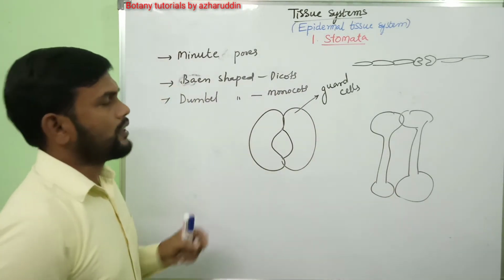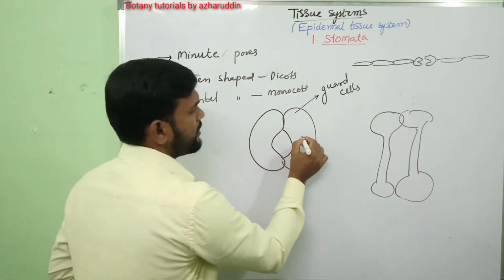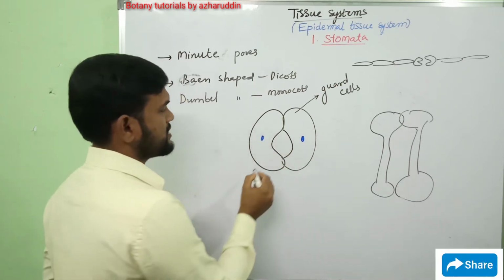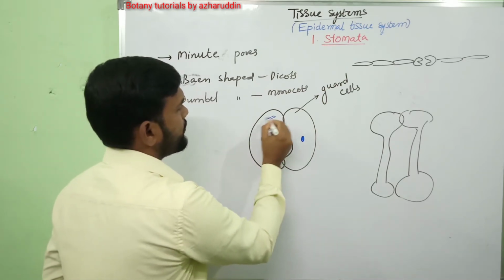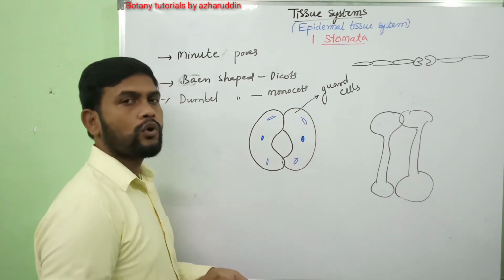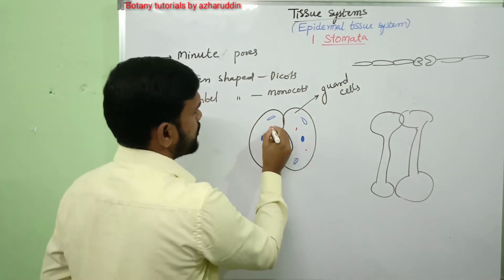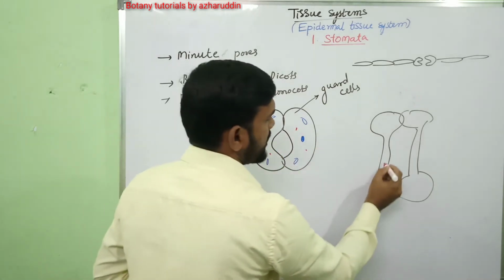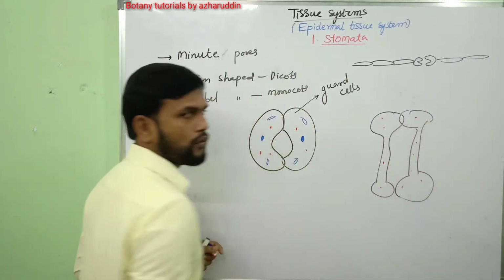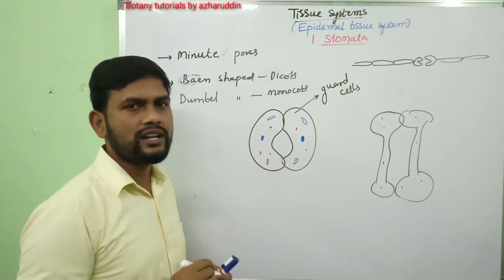These guard cells have a clear nucleus and dense cytoplasm is present. In the cytoplasm, vacuoles are also formed. Along with vacuoles, chloroplasts are also present in the guard cells. These are chloroplasts. These chloroplasts help in photosynthesis. They perform photosynthesis.